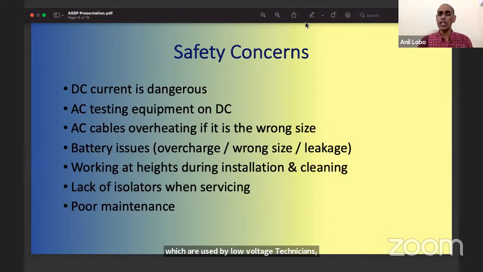But now the low voltage technicians work on 12 volts, at the most 24 volts, and in very rare cases they work up to say 48 volts DC. But here you're going to 300 and 400 volts. So you have to be very careful what type of testing equipment you're using on the DC side. The third problem is DC cables overheating if it's the wrong size.